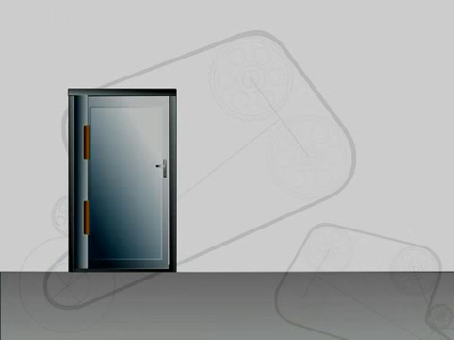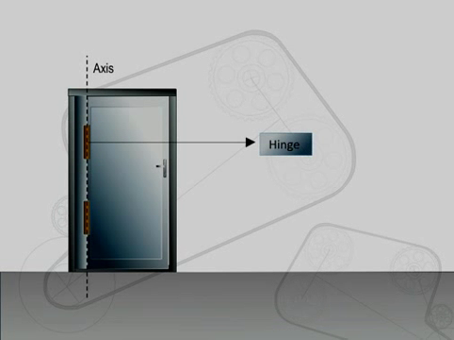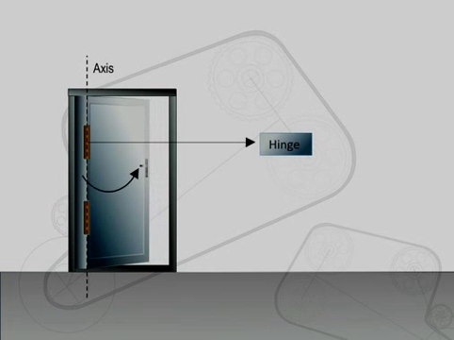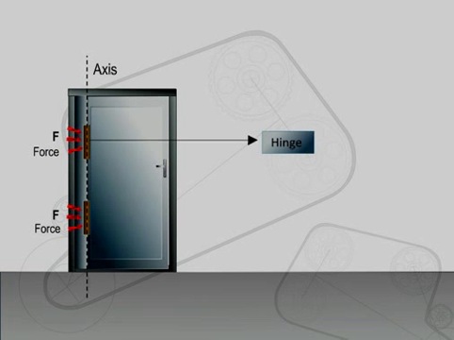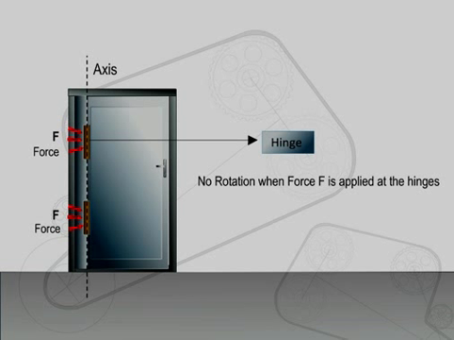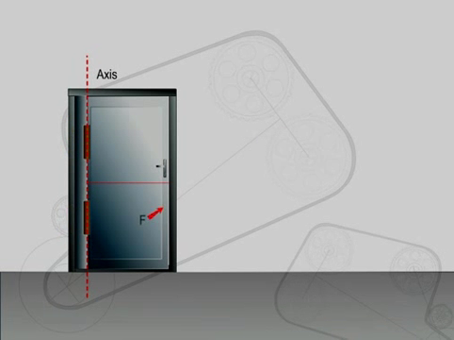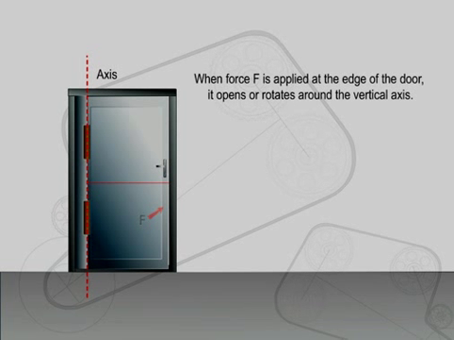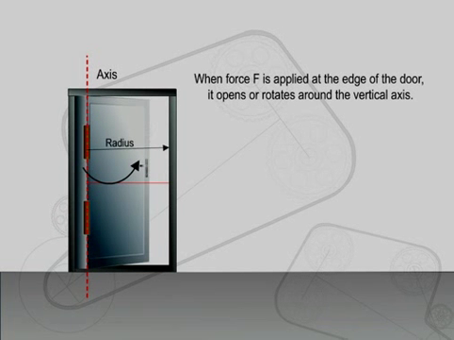For example, have a look at this door. It is fixed to a vertical axis that passes through its hinges. This means that it can only undergo rotational motion. When a force is applied to the door at its hinges, it undergoes no rotational motion. However, when a force is applied to it at the edge and in a direction perpendicular to it, we see that the door rotates along the vertical axis.